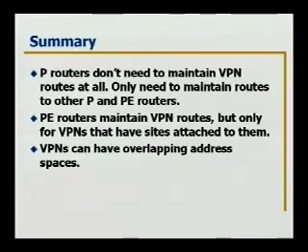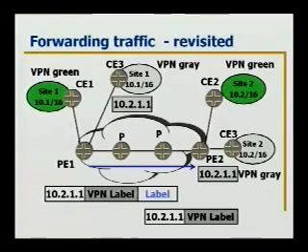So another interesting thing that we note in this picture is that look at the two P routers in the middle of the network here. What do these two P routers need to do? They only need to be able to switch packets based on labels. They don't need to know anything about VPN IP addresses. They don't need to know anything about any of the VPN routes in this network.